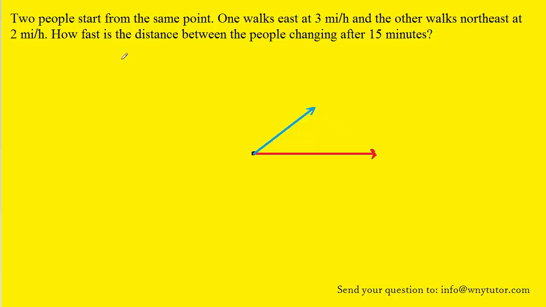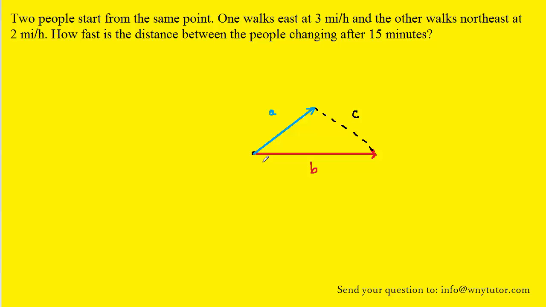And of course, the question is asking us how fast is the distance between the people changing. So why don't we mark the distance between the people? Now it's going to be convenient to assign variables to each of the three sides of the triangle. The next challenge is to come up with an equation that relates all three of these variables.